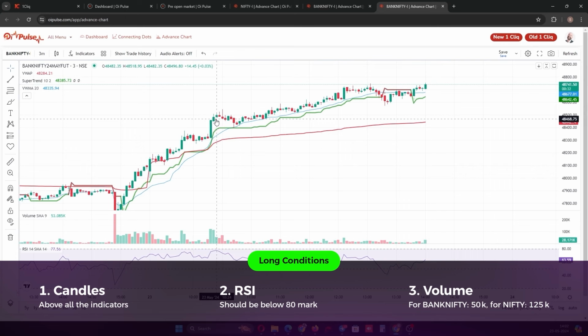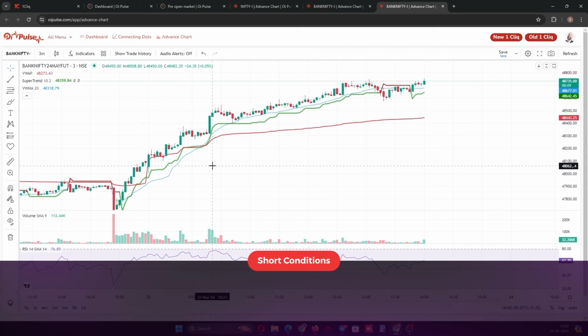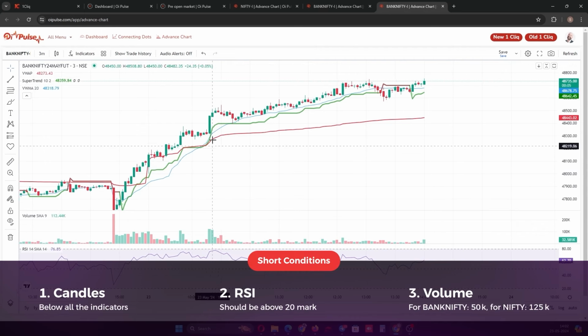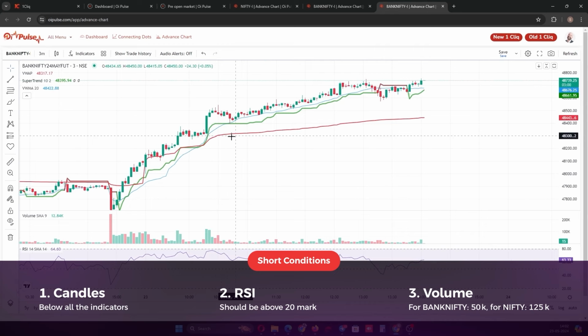You can buy CE or buy on futures. Okay. So for short, it's the same but opposite: the price should be lower, and Super Trend should be above, and VWAP should be above, and WMA also should be above.